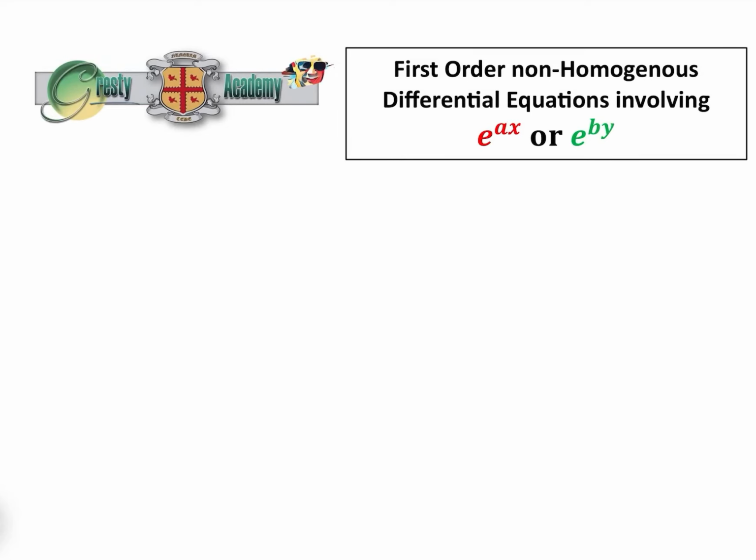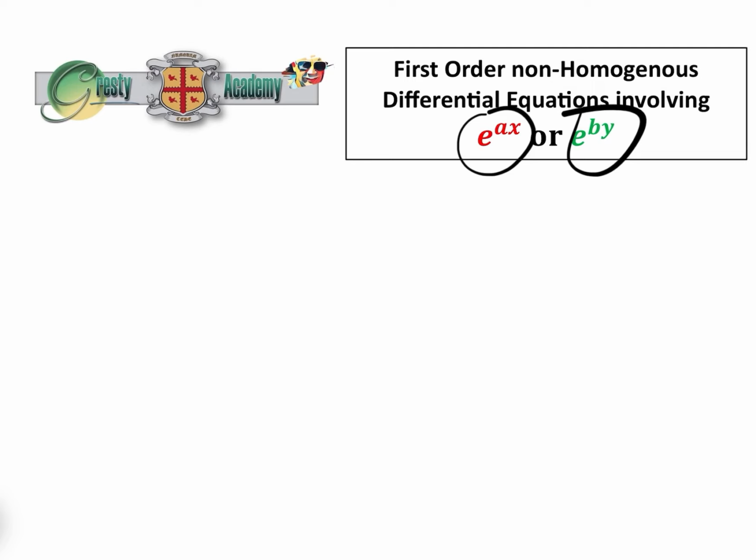What we're going to do today is look at first order non-homogeneous differential equations involving e to the ax or e to the by and how we should deal with them. There is basically a very good rule of thumb as to what you should do. We're going to have a look at 3 JEE Main questions, 2 of which use the rule of thumb, and the third one, even though the rule of thumb doesn't work, it does lead us to the correct way of solving.